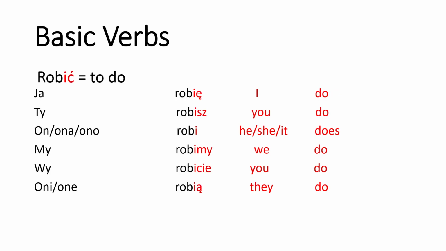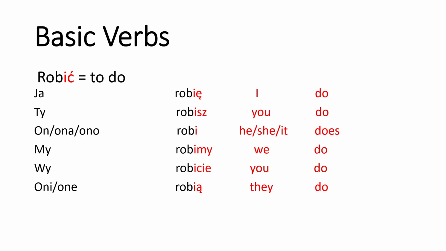Robić, to do. Here I put it in red because many verbs that end with -ić, like robić, are generally conjugated in the same way. So let's see the examples. Ja robię. So you remove the -ić from the end, and you put -ę. And this is really usual. So you can learn many verbs by learning just one verb.